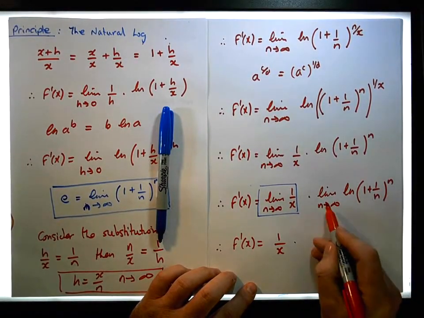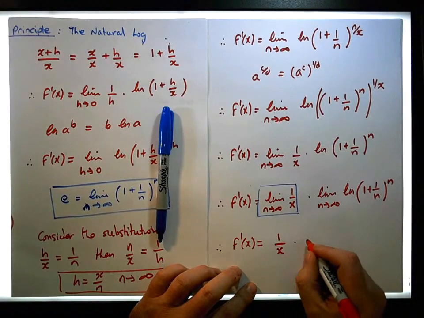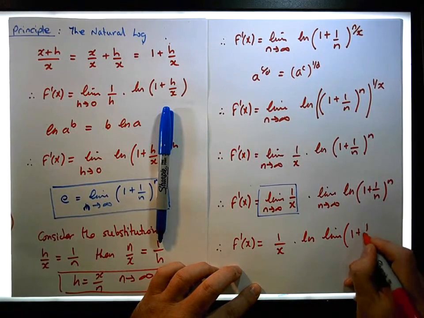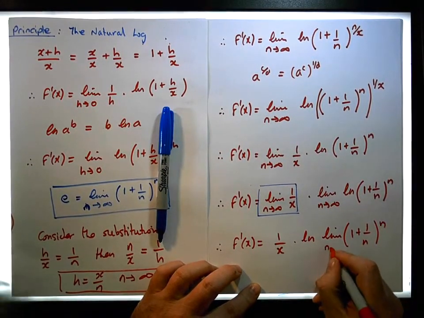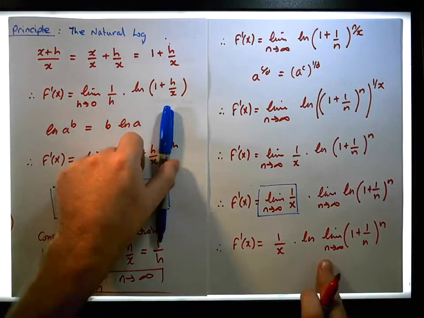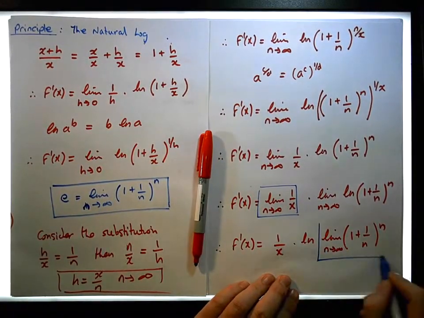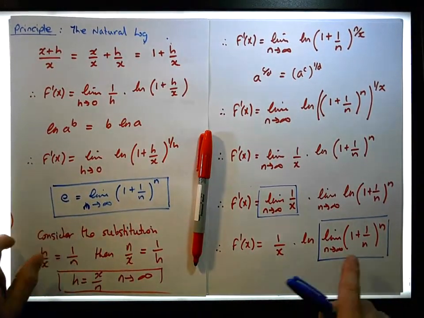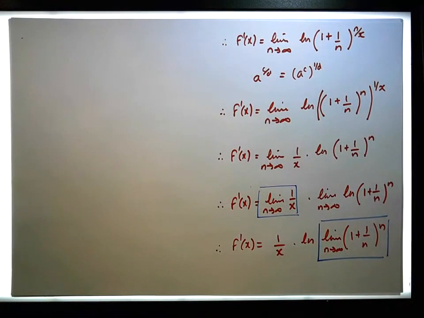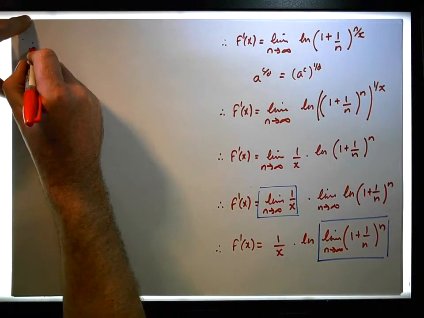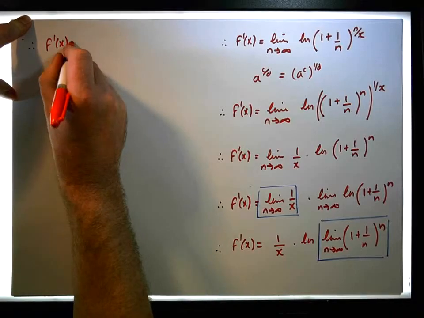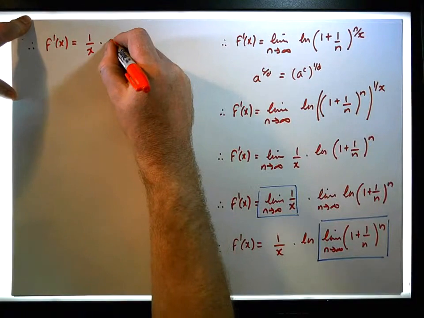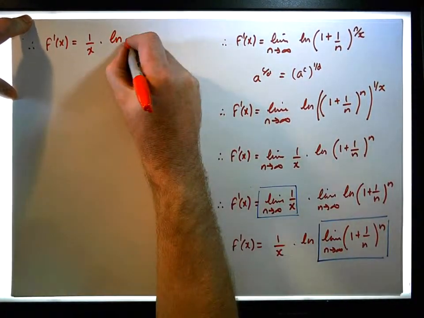We can take the natural log out and get the natural log of the limit of this. So this becomes the ln of the limit of 1 plus 1 over n to the n as n tends to infinity. But voila, this piece here is just the definition of the exponential number. So now we have f prime of x is equal to 1 over x times the natural logarithm of e.